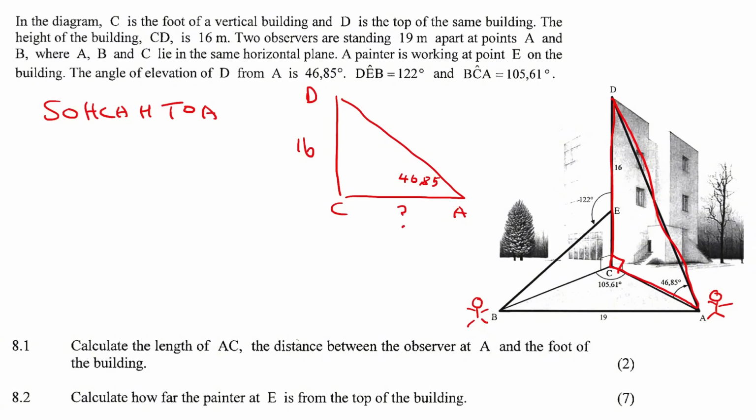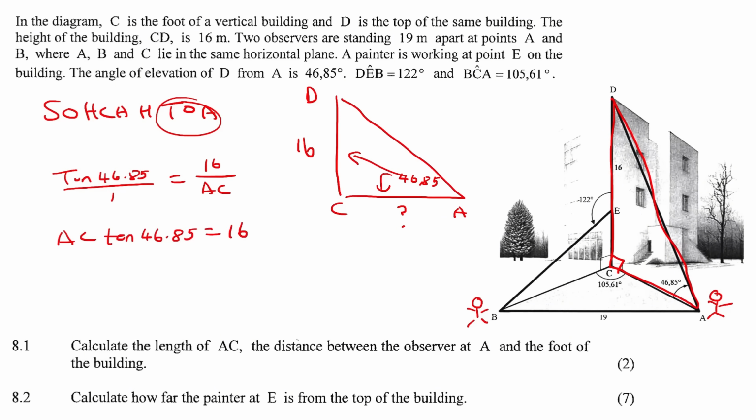So we can just see that this is the opposite, this is the adjacent, so we're going to use tan. So we can say tan 46.85 equals the opposite over the adjacent. And then to solve this, you can imagine it as tan 46.85 over 1. Then if you do cross multiplication, you end up with that over there. Then if you get AC alone and round off, it's a really nice answer, 15. So let's just say 15 meters just to be safe. They'll never really mark you down if you don't add the units, but yeah.